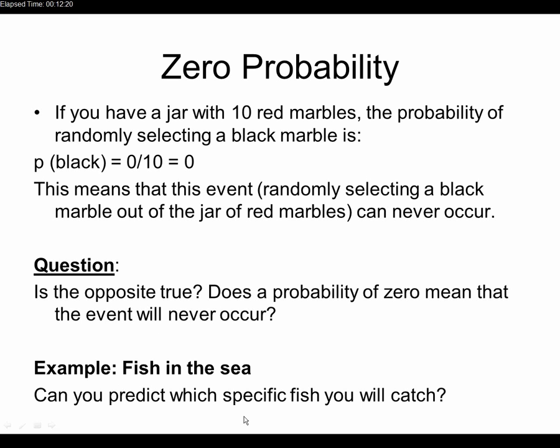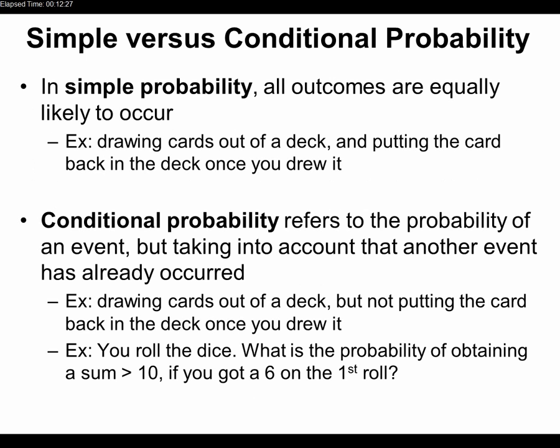Example: fish in the sea. Can you predict which specific fish you will catch? No, you can't. The probability is just too low.